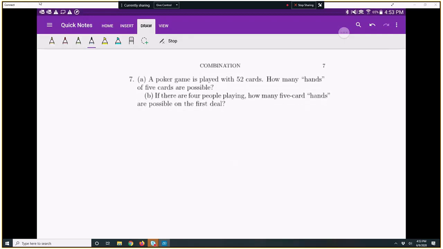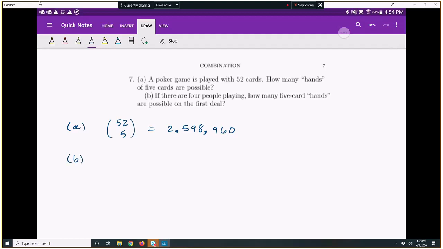Next, a poker game is played with 52 cards. How many hands of 5 cards are possible? So this is simply 52 choose 5. So the number of ways of choosing 5 cards from a 52 card deck. And this ends up being 2,598,960.